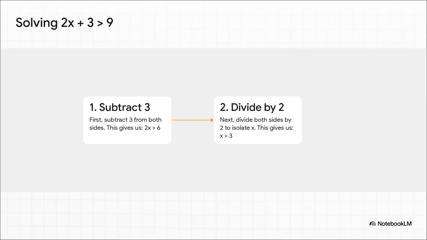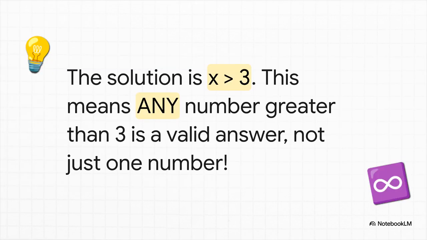So our goal here is just to get X all by itself. First thing we're going to do is subtract 3 from both sides. That leaves us with 2x is greater than 6. Simple enough. Then we just divide both sides by 2. And that gives us our final clean inequality. And there it is, our solution, X is greater than 3.